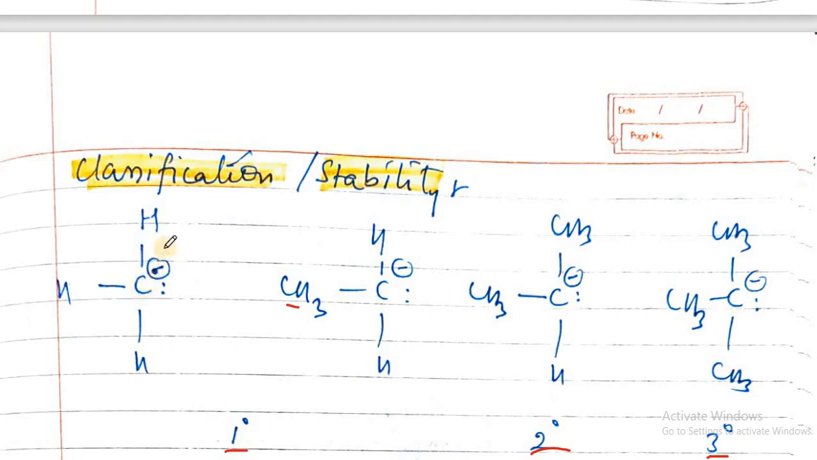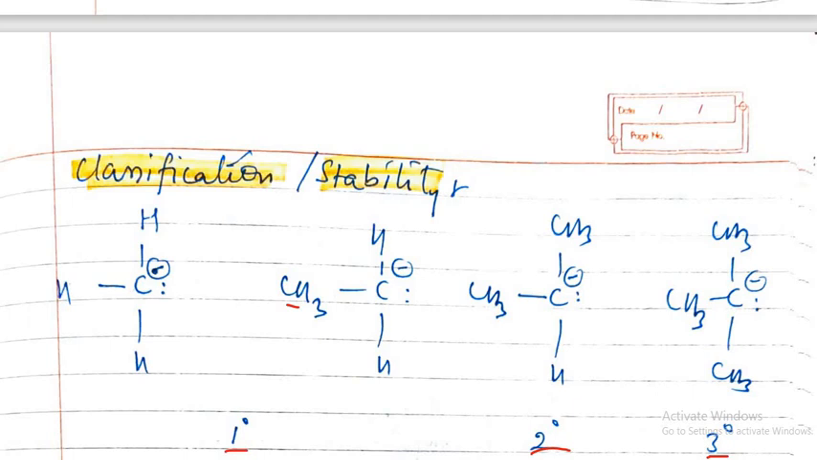In this, the carbon carrying negative charge is not attached to any other carbon atom, so it is primary, and this is also primary. In this, secondary means the carbon carrying negative charge is attached to 2 other carbon atoms, so it is 2 degree. In this, it is attached to 3 other carbon atoms, so it is 3 degree or tertiary carbanion. So it is primary, secondary and tertiary carbanions.